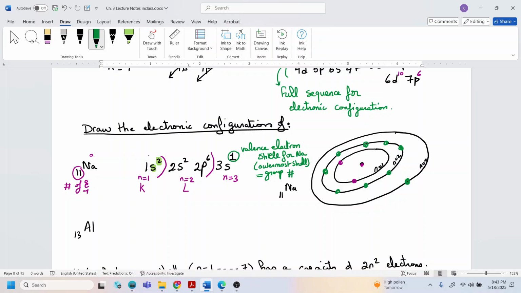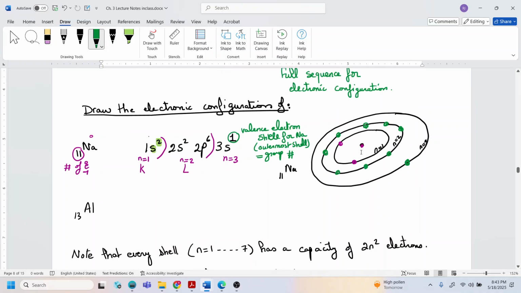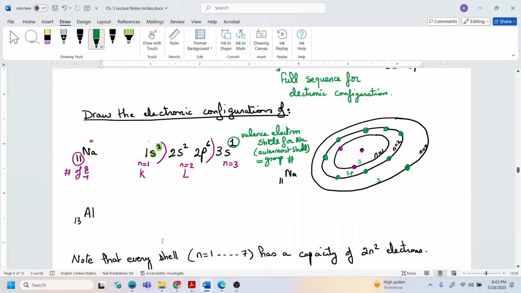Okay, let's have another example. Aluminum. It's not always that you need to draw this, but I'm just drawing it to make you understand what these shells and subshells mean. So back to this one. The n equal to 1 has the s orbital. The n equal to 2 has both the s and the p orbital, and the n equal to 3 has the s orbital in there. For aluminum, I need 13 electrons.